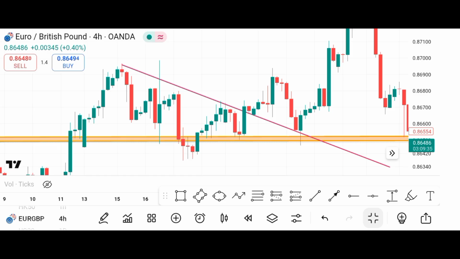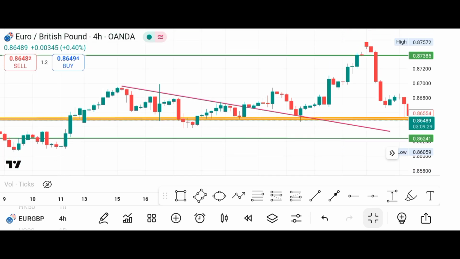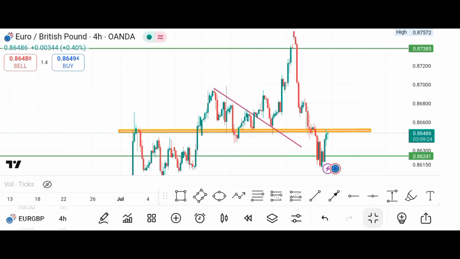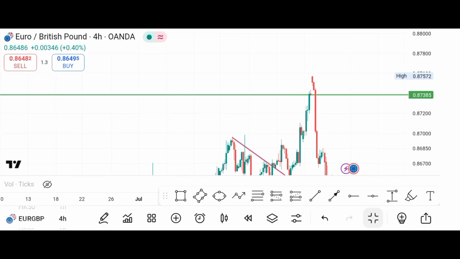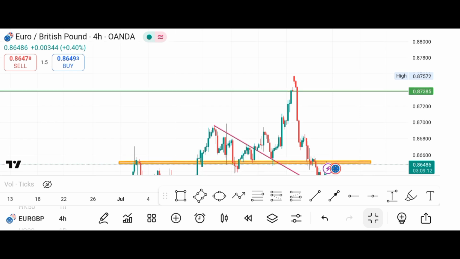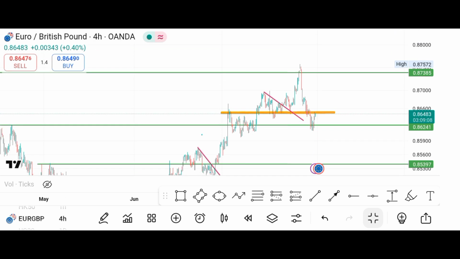This is a bullish pin bar, a bullish pin bar that signifies that buyers are in the market. So now what happened? The market came down there and started rallying up to our overall target, which was 0.87385. So guys, that's all about step 5. Please always remember, always check the previous pullback. It will save you a lot of things. It will really help you.